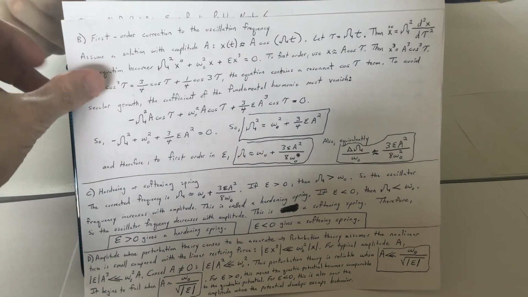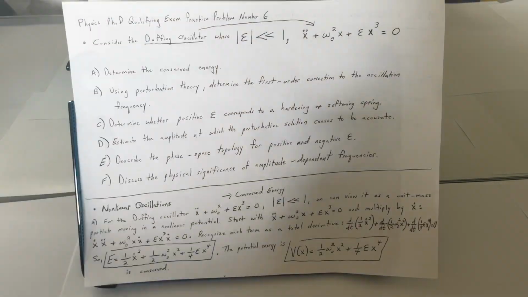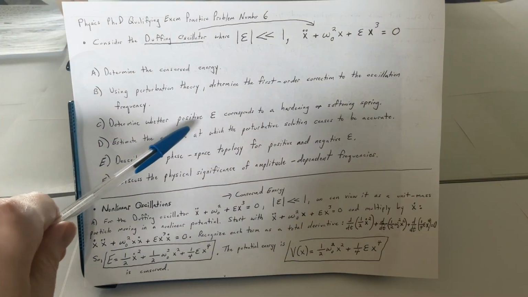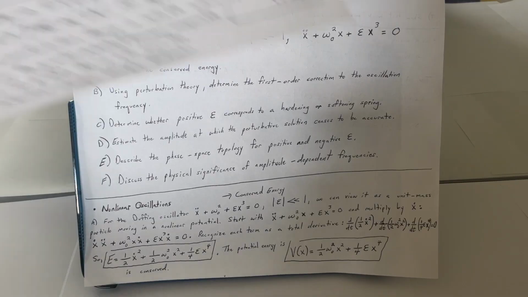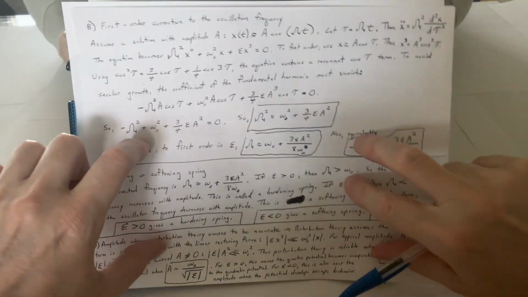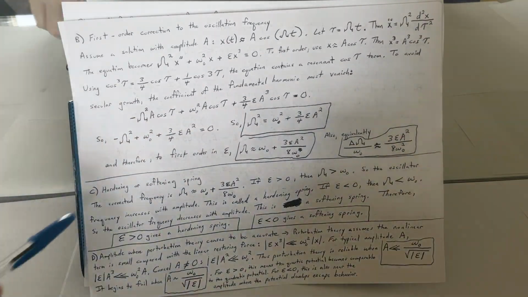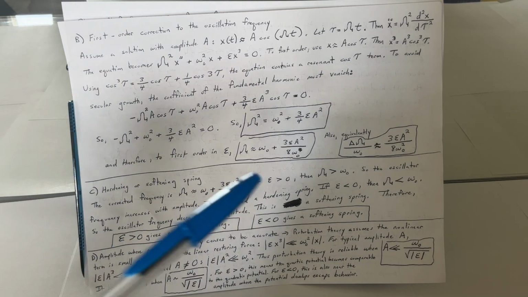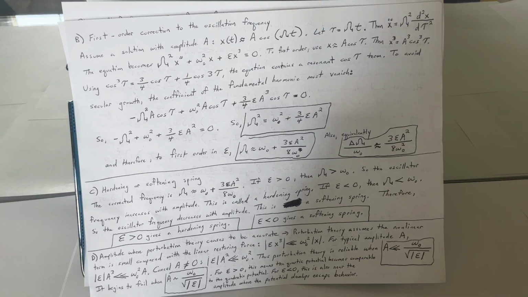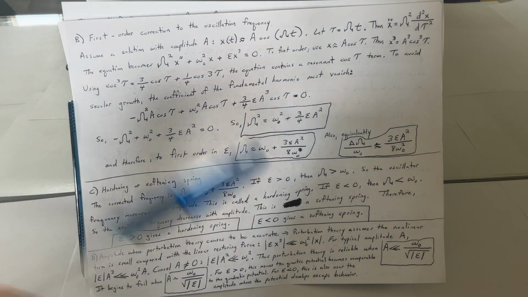And just going back here for letter C. Letter C wants us to determine whether positive epsilon corresponds to a hardening or softening spring. The corrected frequency is capital omega approximately omega naught plus 3 epsilon A squared over 8 omega naught. If epsilon is greater than 0, then capital omega is greater than omega naught. So the oscillator frequency increases with amplitude. This is called a hardening spring.